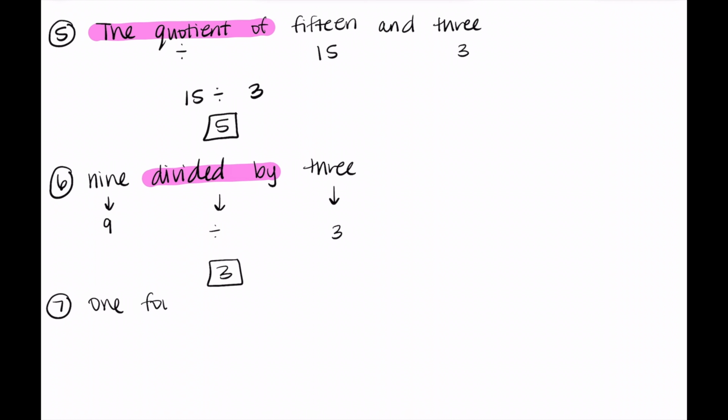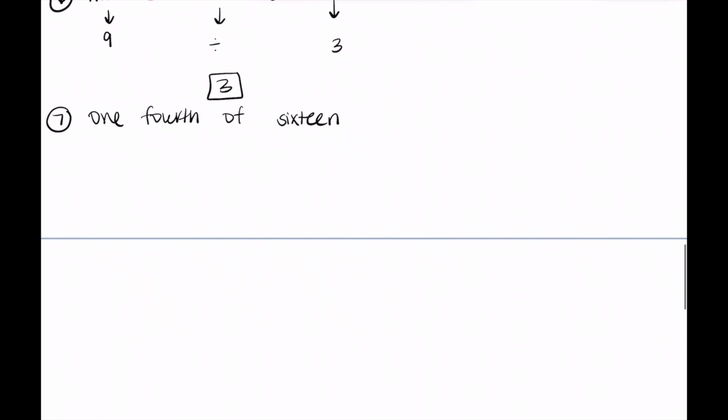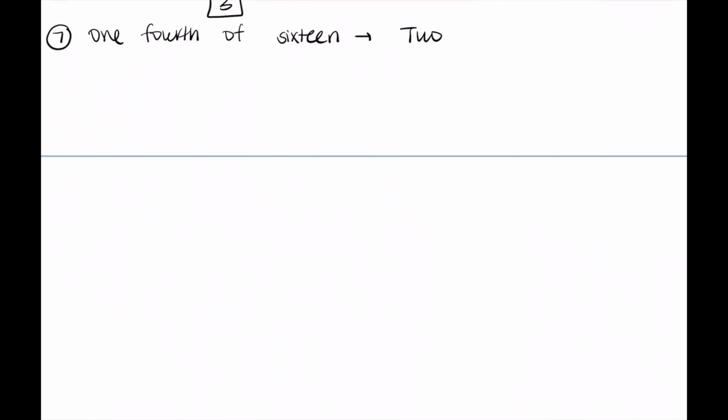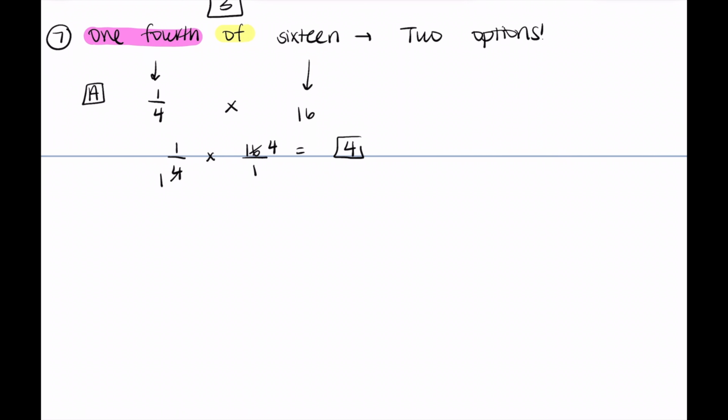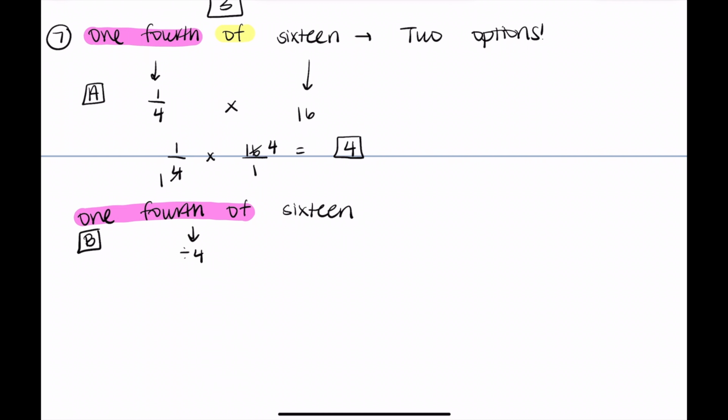Now for number 7, it says 1/4 of 16. So we have two options here. Option A, 1/4 of 16, what we can do is multiply 1/4 and 16 because of can equal multiplication. And when we do 1/4 times 16, we know that we can cross cancel the 16 and the 4, and we get 4. Option B here for the same problem, 1/4 of 16, 1/4 of can also mean to just divide by 4, and we have our 16, so if we do 16 divided by 4, we also get 4.